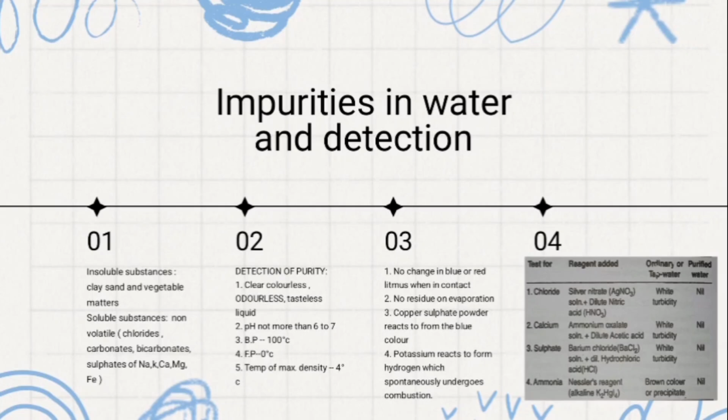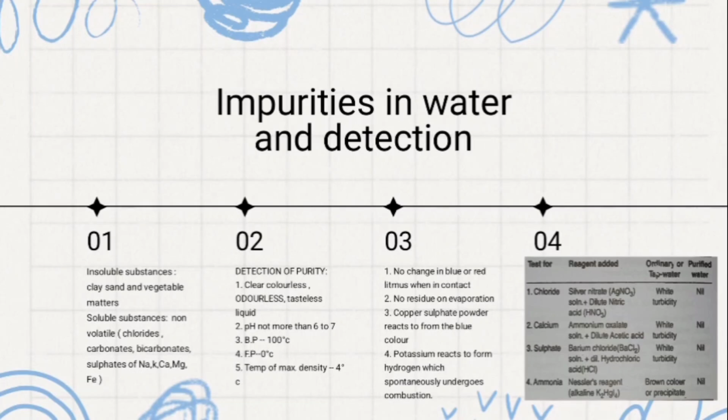So if it is clear, colorless, odorless, tasteless, then physically it is pure. If its pH is not more than 6 to 7, it is also pure. If its boiling point is 100 degrees centigrade, then it most probably is pure water. And if its freezing point is 0 degrees centigrade, then it is pure. And if its temperature of maximum density is at 4 degrees centigrade, then it is considered to be pure.